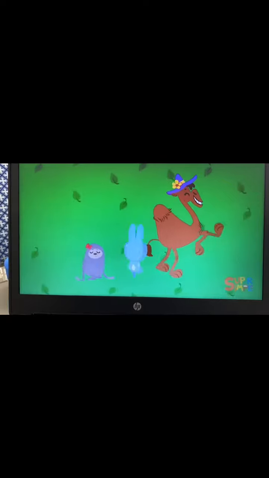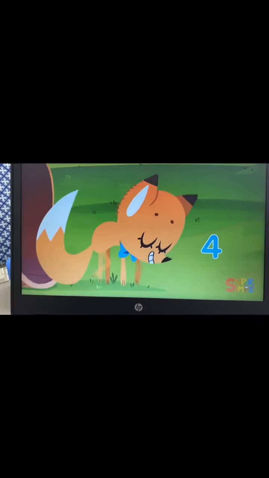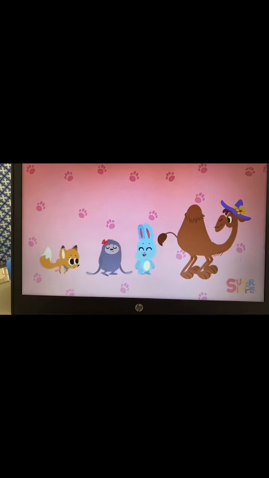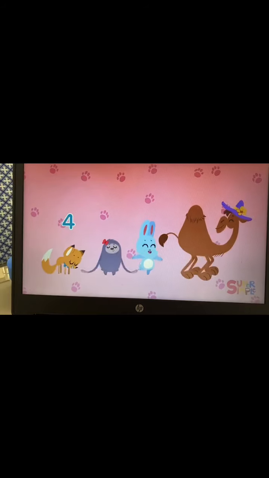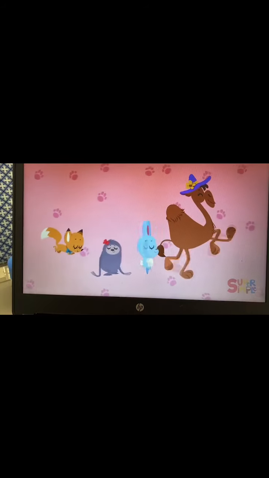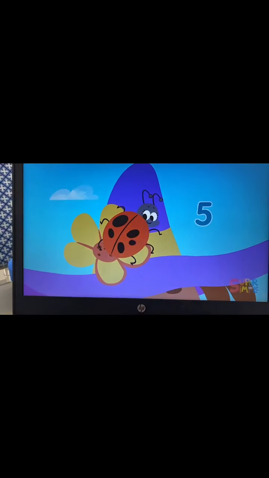Go, Sally, go. Felix the fox has 4 legs. Go, Felix, go. Lily the ladybug has 5 spots.